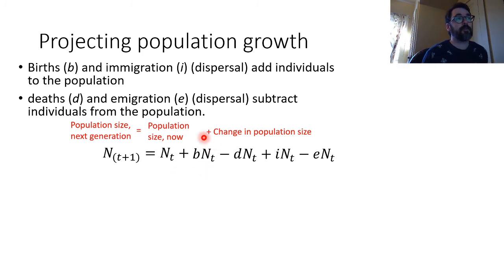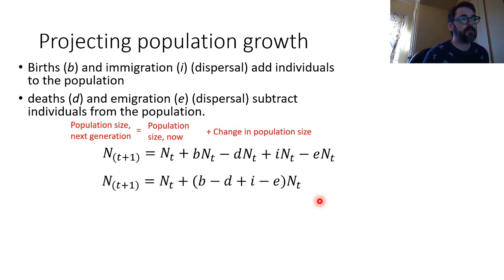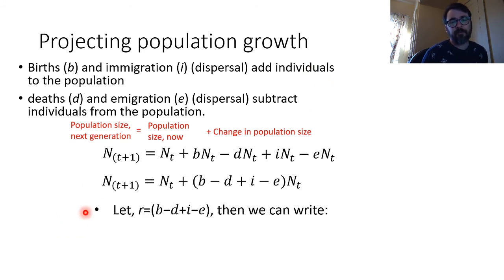So you should be able to notice that we can actually do a little bit of cleaning up here. We can factor out the N t from all of these, and then we get this little term here that's b minus d plus i minus e, which we defined up here. And so what ecologists often do is they say, well, we don't usually know each of these individually, but we might be able to define a term R, which is the net effect of all of them, right?